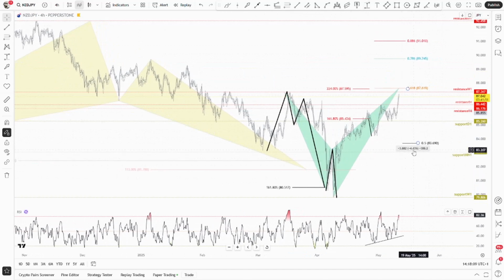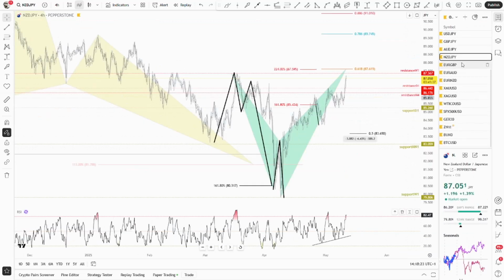So we are expecting a 4.4% move as a drop. So you already know you never enter the market to lose more than what you expect to make as profit. So always take that into consideration.